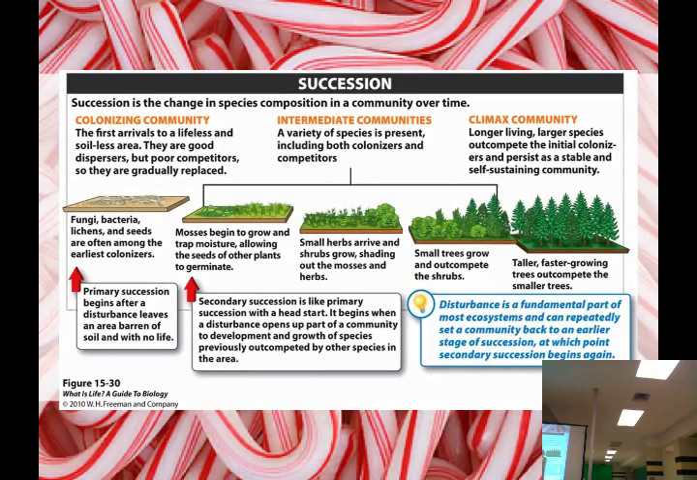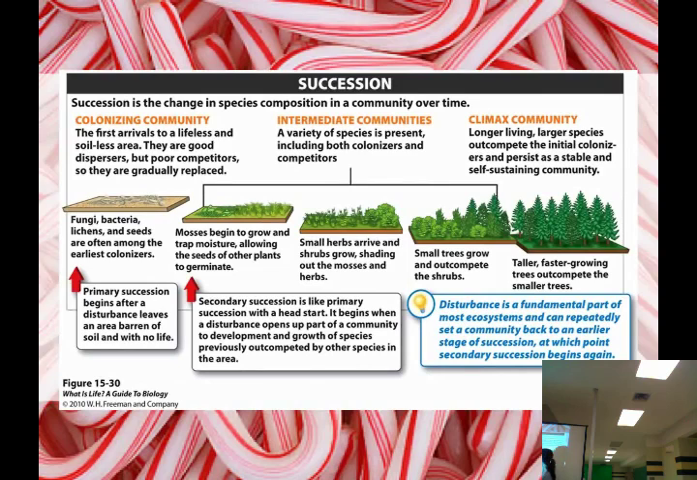So fire destroys the area. The first stuff that comes back, stuff blown in by the wind or brought in by the water, are fungi, bacteria, lichens, and seeds. Then you start to have the first things that are growing in the community. The things that grow the fastest are going to be things like small grasses. This is lichens, things that can grow on rocks. And you're going to have other seeds that will come in here. They begin to grow and trap the moisture, allowing seeds of other plants to germinate.